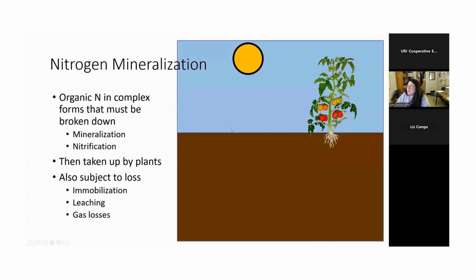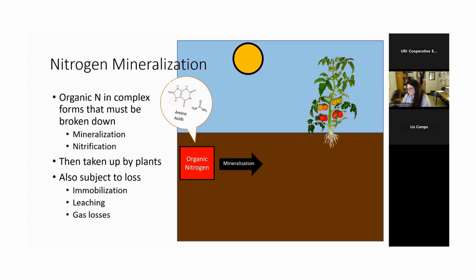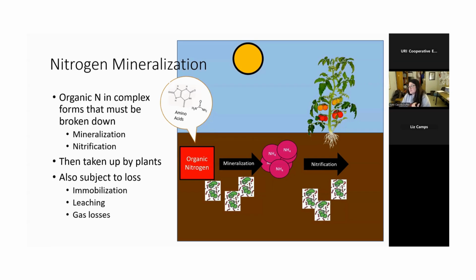Okay, so I'm going to walk you through an animation of nitrogen mineralization. Like I said, most of the organic nitrogen is in these complex forms that must be broken down before our plants can take them up. So here's an example of organic nitrogen, things like proteins, amino acids, uric acid. They must undergo mineralization, and this is done by microorganisms and enzymes in the soil. Then that forms ammonium, which then undergoes nitrification to form nitrate.